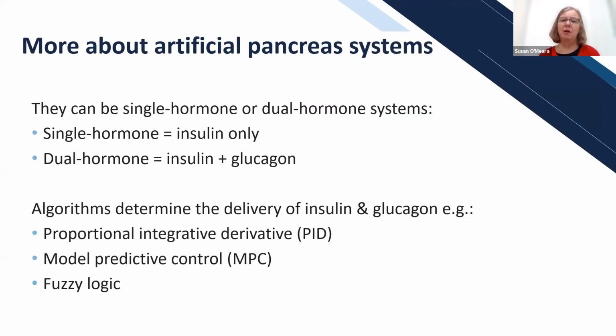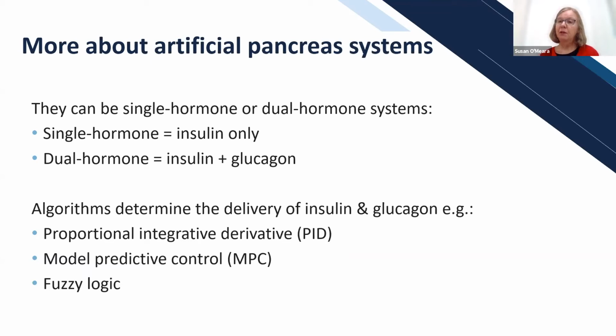So just a little bit more about artificial pancreas systems, because as you might imagine, they can be quite complex systems, and there are several variants of them that are on the market. So they can be single hormone artificial pancreas systems, and they just deliver insulin. But there can also be dual hormone systems, and they can deliver insulin and glucagon. And so in those instances where I showed you before the insulin pump, there are 2 syringes in the pump, one with insulin, one with glucagon, and then the system decides how much of each thing the patient should have.